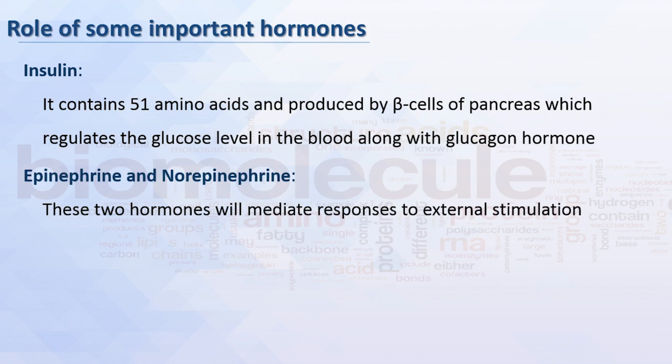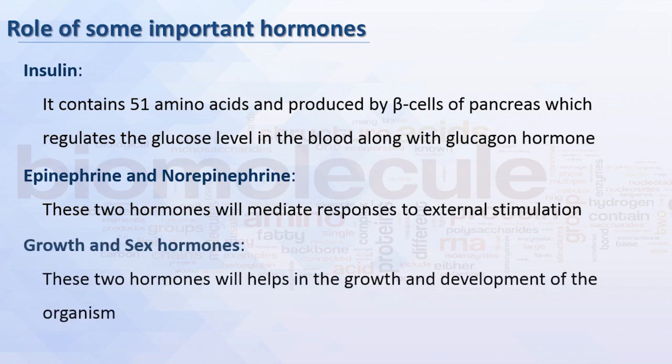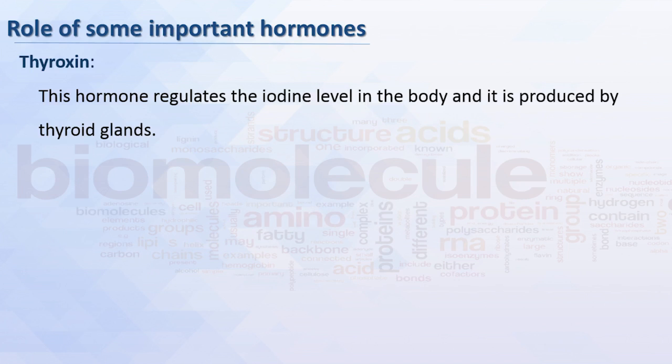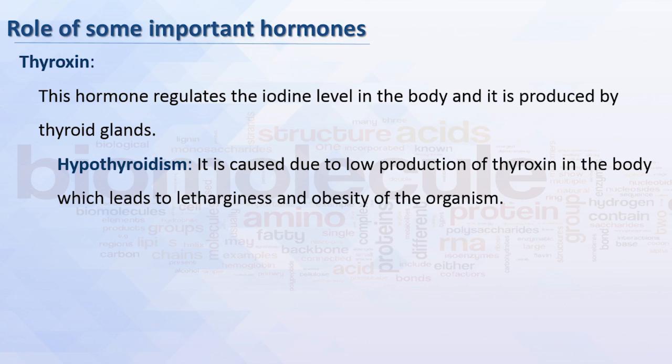Epinephrine and norepinephrine. These two hormones will mediate responses to external stimulation. Growth and sex hormones. These two hormones will help in the growth and development of the organism. Thyroxine. This hormone regulates the iodine level in the body and it is produced by thyroid glands.